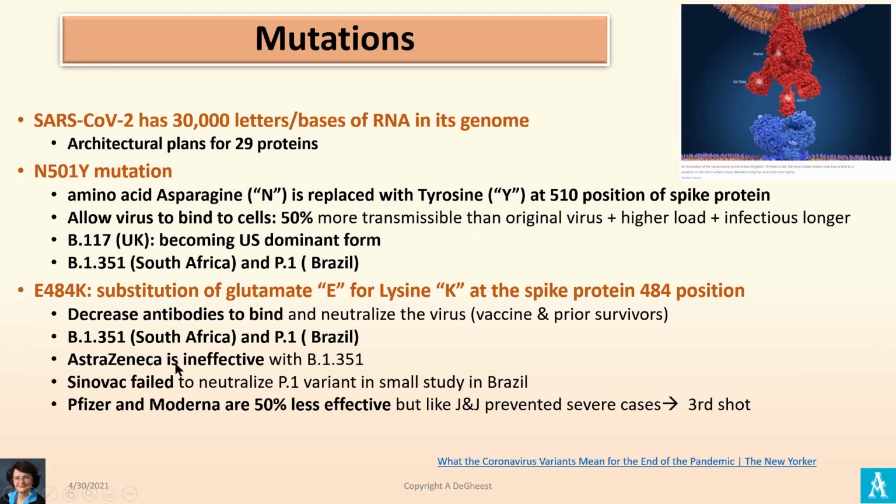AstraZeneca, for example, is absolutely ineffective in South Africa. It has 0 protection. It's totally evading the vaccine. Sinovac has also a problem in Brazil. We'll talk more about that. And Pfizer and Moderna, the mRNAs, are 50% less effective. Still some protection there, but you should expect a 3rd shot to increase the protection. And unfortunately, the US is only doing less than 1% sequencing, so we're not really knowing what's going on in the US.